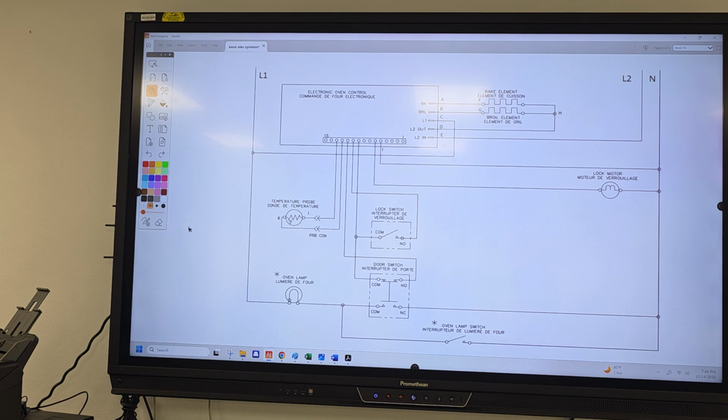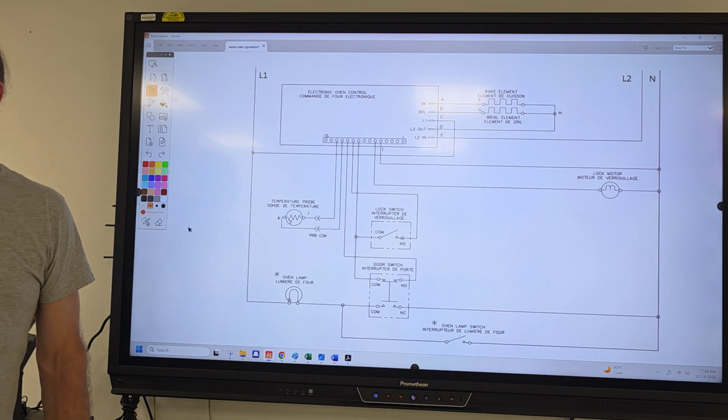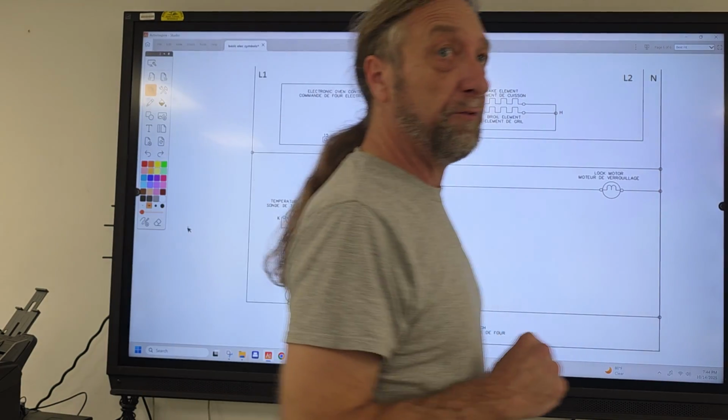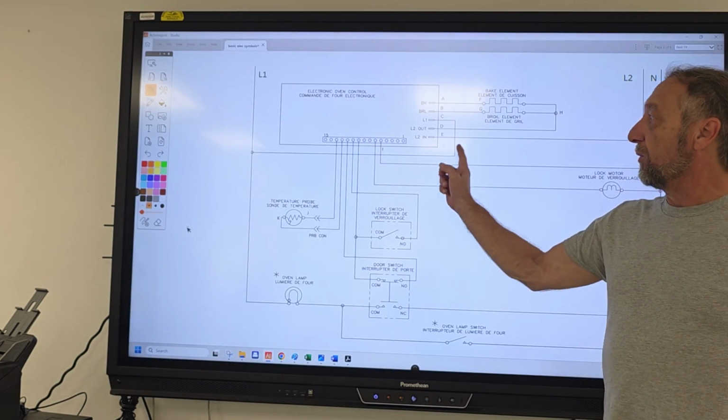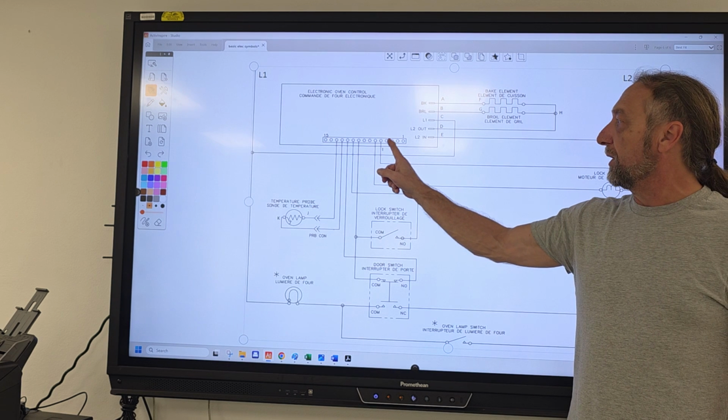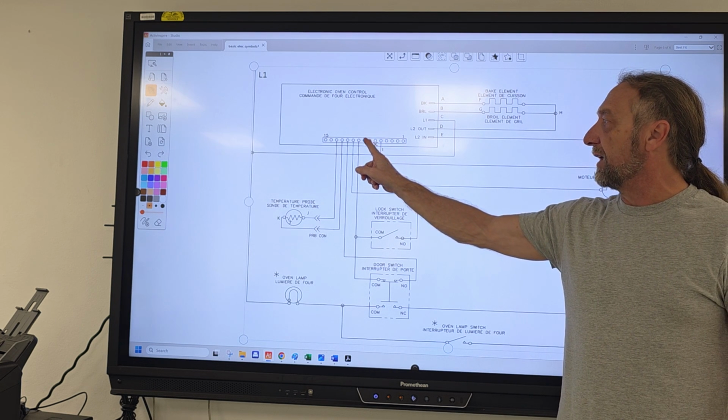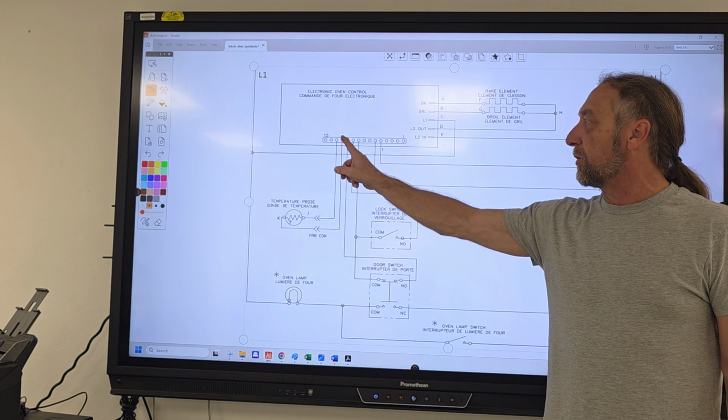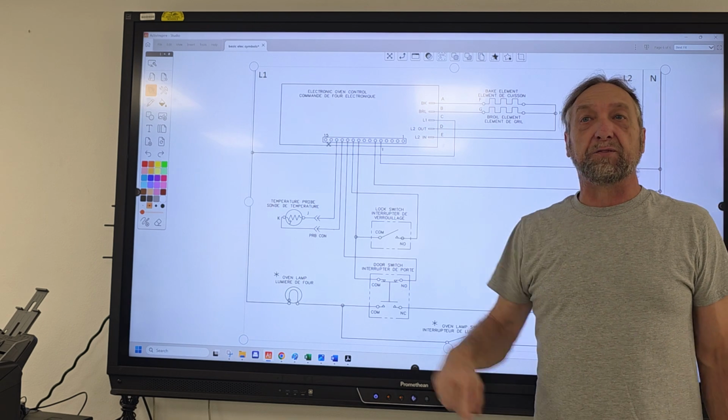The connector's not called 15, because there's a number 1 on the other end of it, right? So what's the number 1 and the number 15? Pins. Pins are connectors on the board. If you count, starting right to left, pin 1, 2, 3, 4, 5, 6, 7, 8, 9, 10, 11, 12, 13, 14, 15.